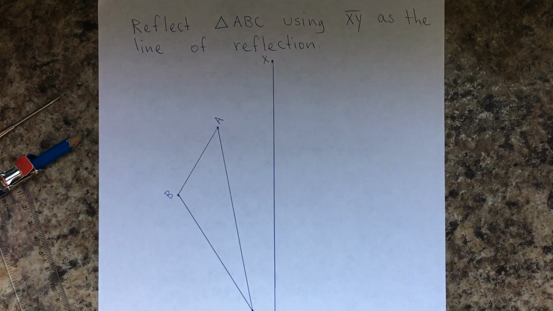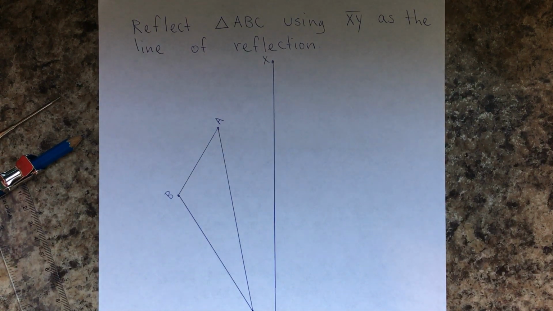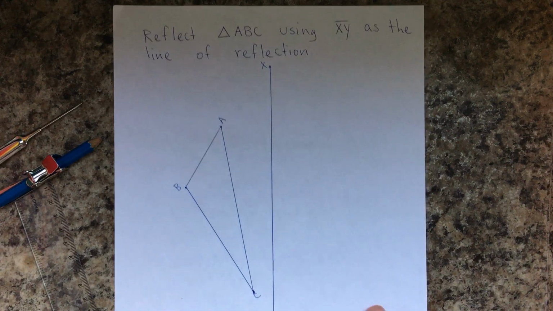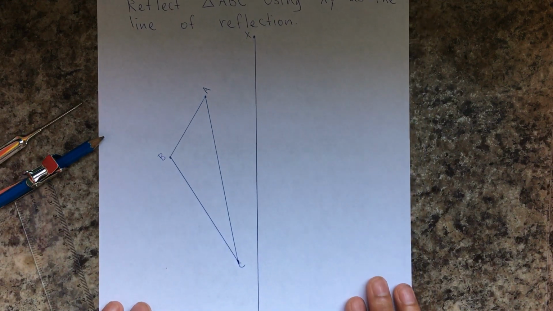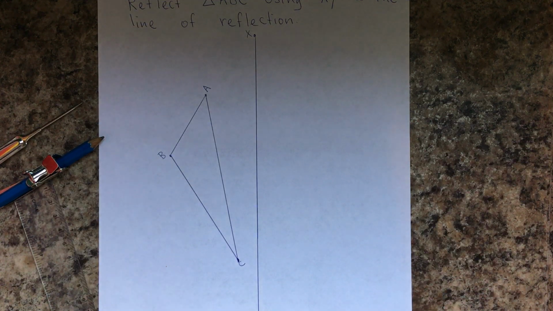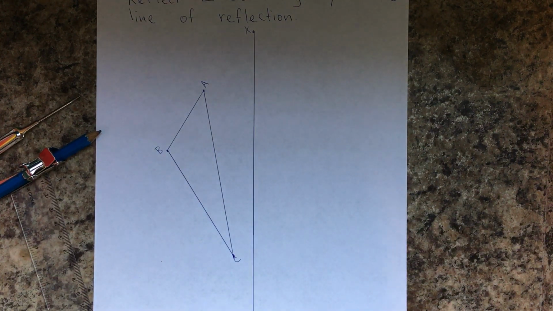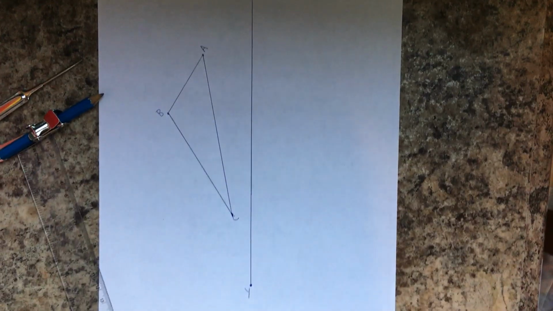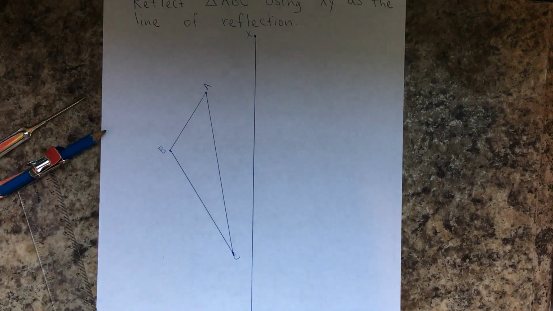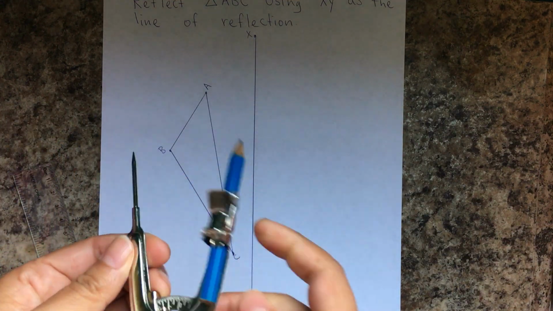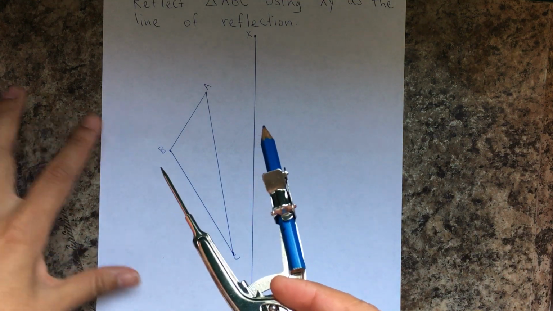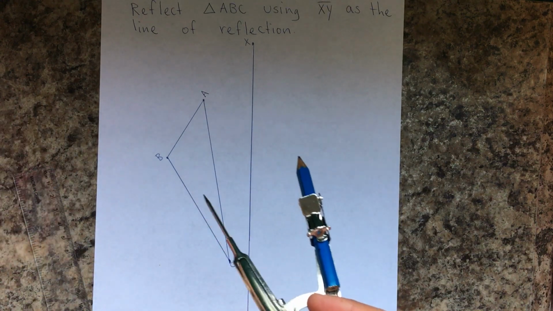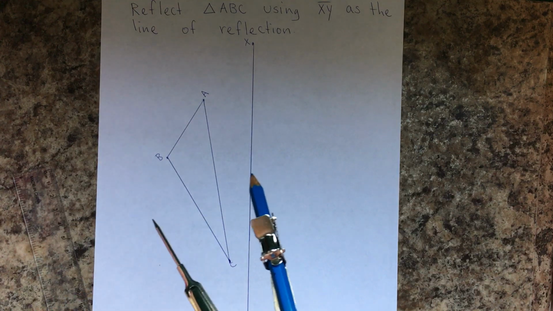So it says in here, reflect triangle ABC using XY as the line of reflection. What you will be needing is, from last lesson you learned to do perpendicular lines, and so that's what you will be needing today. Remember, if you don't know how to do perpendicular lines, it's kind of like a review, but if it's hard to understand here, you can go back to the previous lesson.